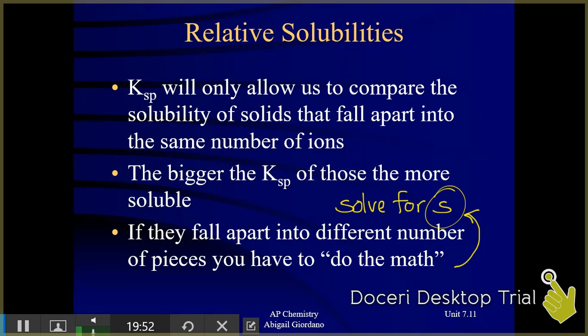Okay? So if they fall apart into different numbers of pieces, this would likely be a free response situation because you are going to have to do some number crunching. You would need to solve for S and compare those. The bigger the S value, the more soluble it is. Sometimes multiple choice questions will give you this situation where you're comparing solids that break down into the same number of ions. They put it in multiple choice because you don't need to do any math. You can just compare the KSPs.